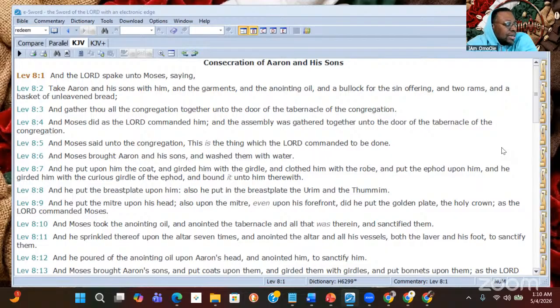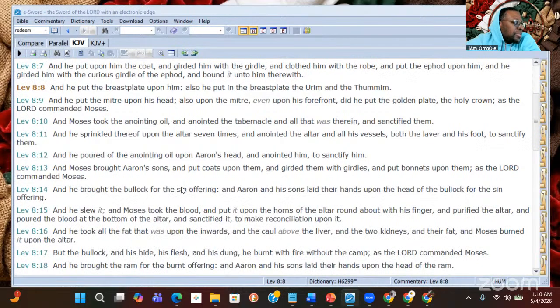And Moshe brought Aharon and his sons and washed them with water. And he put upon them the coat, and girded him with the girdle, and clothed him with the robe, and put the ephod upon him. And he girded him with the curious girdle of the ephod, and bound it unto him therewith. And he put the breastplate upon him. Also, he put in the breastplate the Urim and the Tumen.